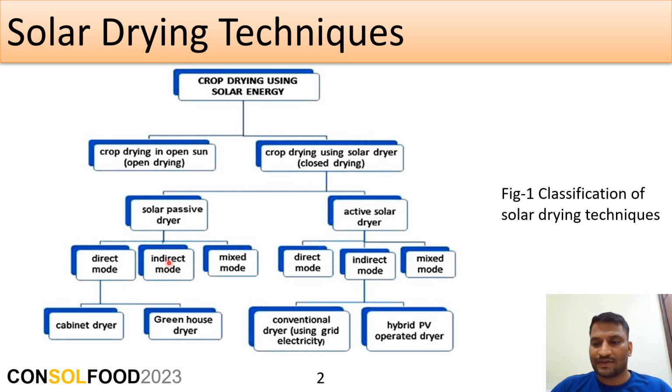indirect type solar dryers, the product to be dried is placed into the drying chamber, and the air heated in another component of the drying system, called a solar air heater, is made to flow over the product, and that hot air takes the moisture from the product. The mixed mode type solar dryer uses the working principle of both direct and indirect type solar dryers. If we compare the performance of these three dryers, mixed mode solar dryers are found to be more effective. So for our study, we have selected the mixed mode type solar dryer.